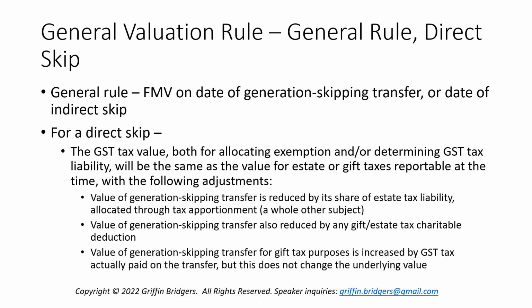And then finally, I want to remind you of this rule we looked at early on that says that the gift tax value of a direct skip is increased by any generation skipping transfer tax actually paid on the transfer. But keep in mind, that doesn't change the underlying value of the asset. It simply increases the gift tax liability by the GST tax liability. So when you have two taxes like that in rapid succession, one affects the other, with GST tax coming first for gift tax purposes.